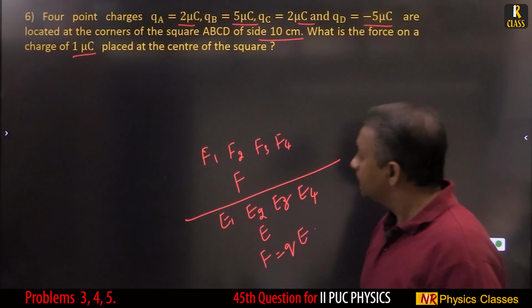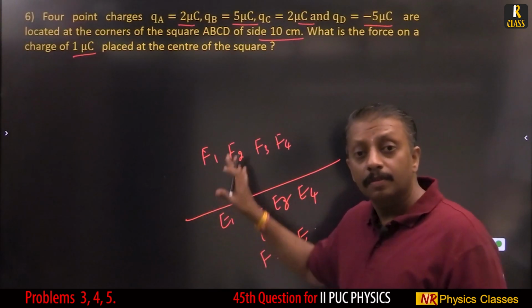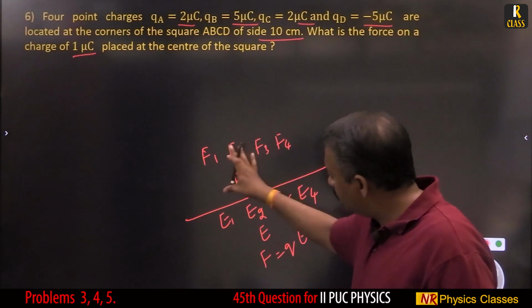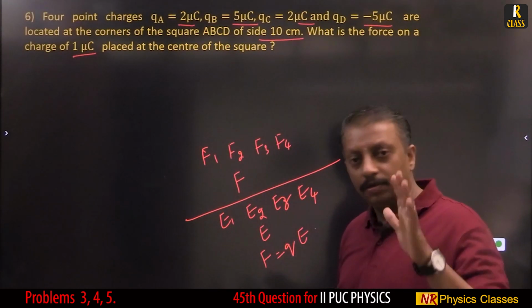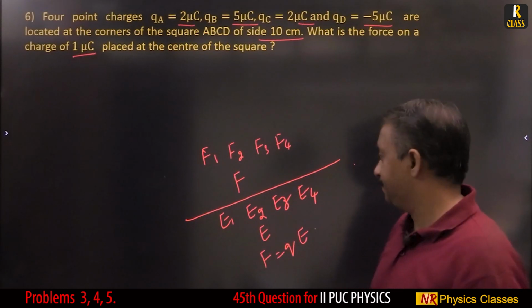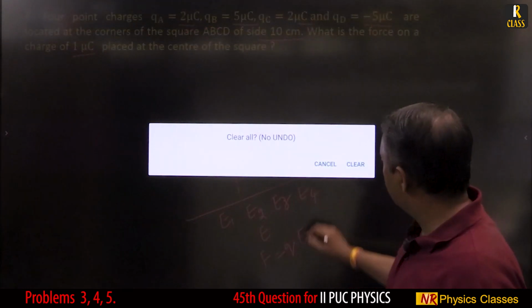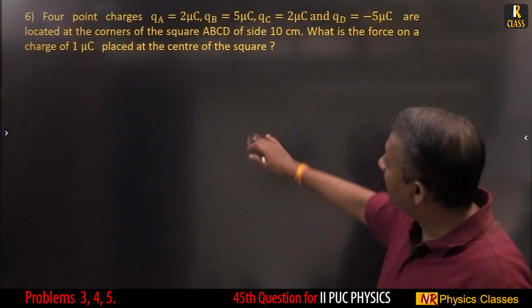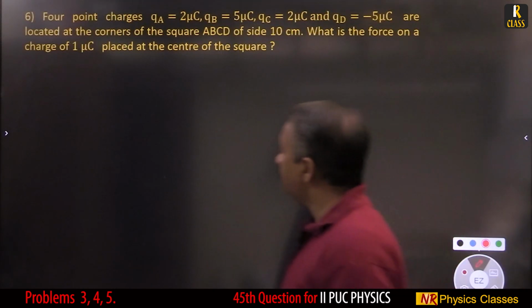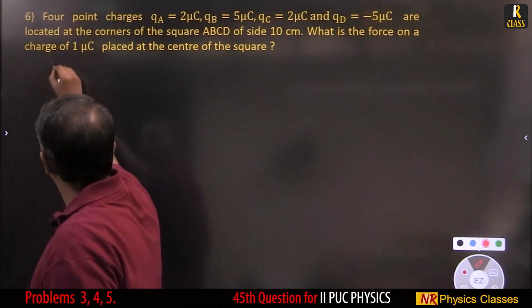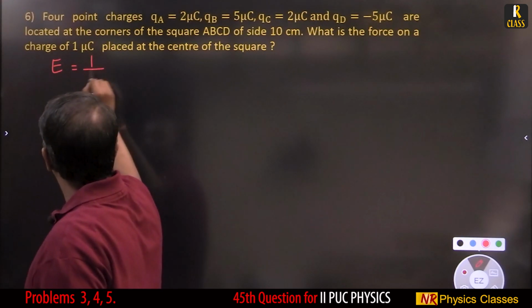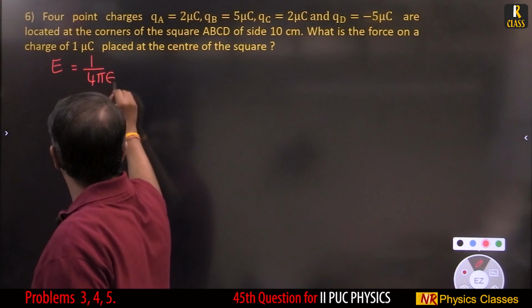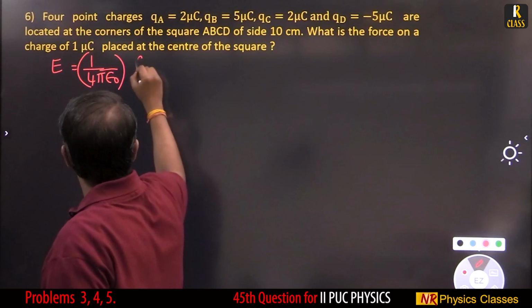Okay, so both the methods are correct. By solving this problem by any of these two methods, you will get 5 marks. Don't worry about that. So let me use the electric field and thereby the force. Now, electric field is given by 1 by 4 pi epsilon naught Q by r square.